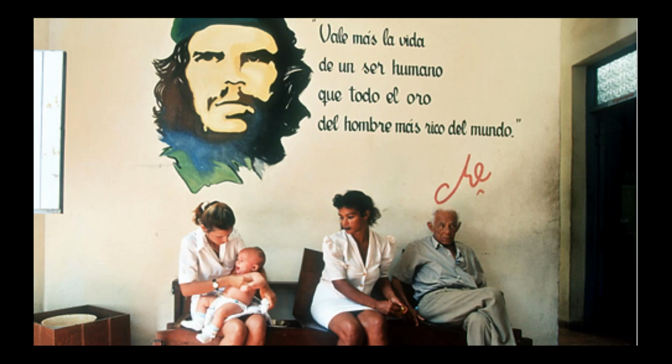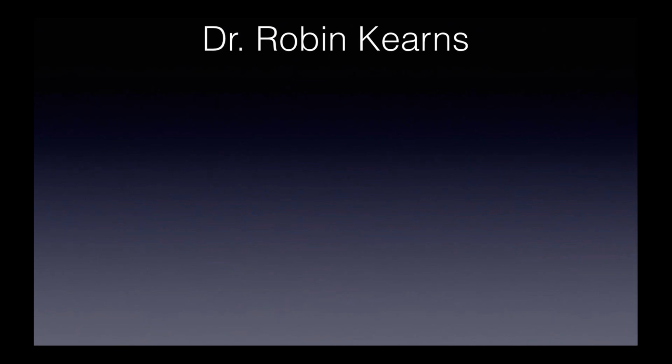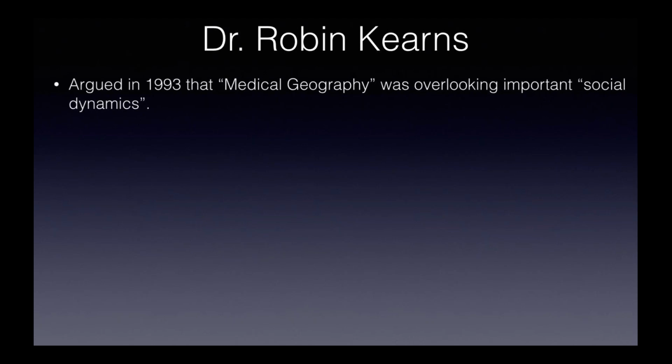not. And it's not enough just to simply map it, to take statistical data. This all is important in getting a sense of place, but we really need to understand social theory. And the social theory that tends to run strongest through health geography research is that of inequities. And this came about in 1993 when a geographer from New Zealand, Dr. Robin Kearns, argued in 1993 that medical geography was overlooking important social dynamics.